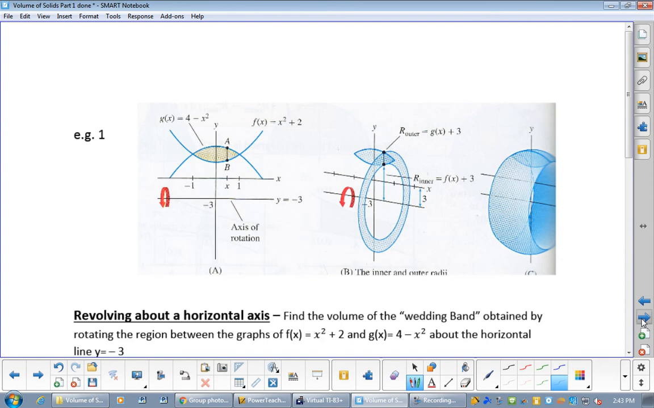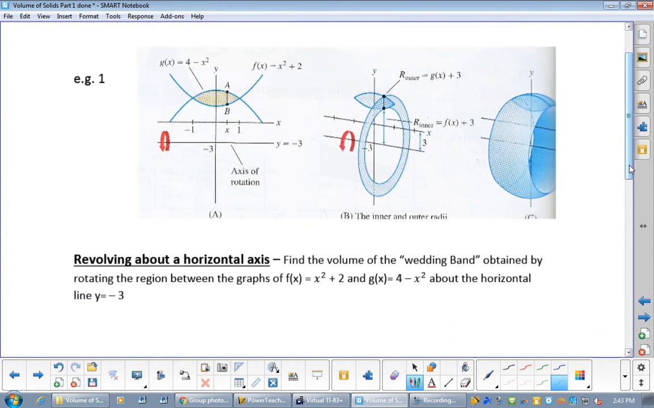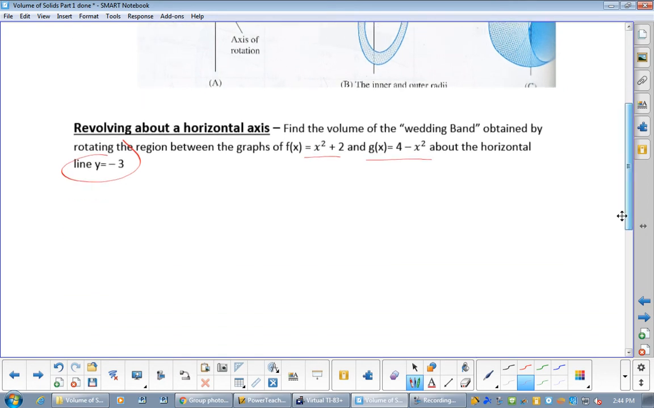Here's an example where we're rotating about a horizontal axis, and we're going to rotate about y equals -3. So y equals -3 is down here, so it's below. Now for these, when you have to find the region of what they have in common, you have to first find out where they intersect. This is like the volume of a wedding band.